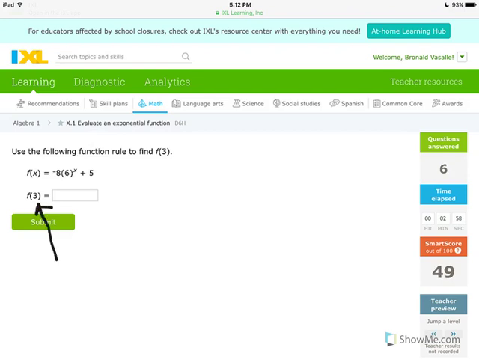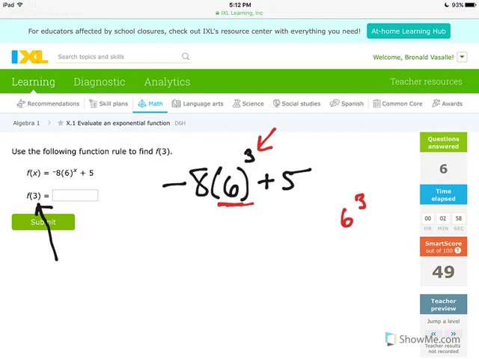X is going to be 3, so your input is 3, so you're going to get negative 8 times 6 to the 3rd power plus 5. And again, you want to evaluate your power first. So we need to figure out what 6 to the 3rd power is. So 6 to the 3rd power, that's going to be 6 times 6 times 6. You can work that out on a calculator. That should get you 216.